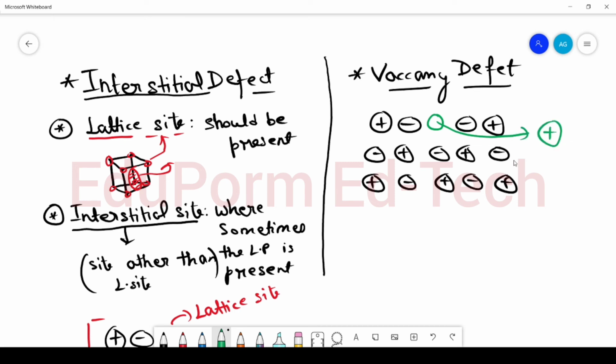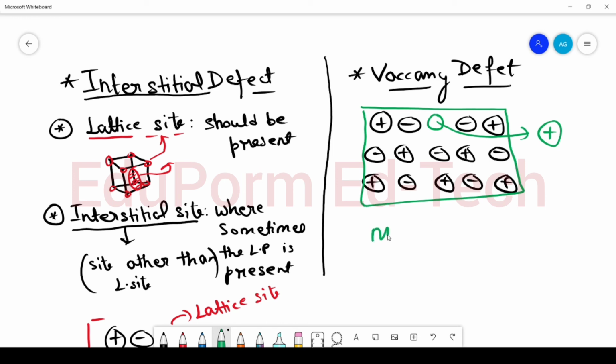Sometimes a cation can be missing, sometimes an anion can be missing, sometimes both anion and cation can be missing in equal or unequal numbers. We will discuss all this later, but in the case of a vacancy defect, a cation or an anion or both are completely missing from the system. So they leave the crystal geometry, and as they leave, the defect produces a vacancy, so the defect is called a vacancy defect.